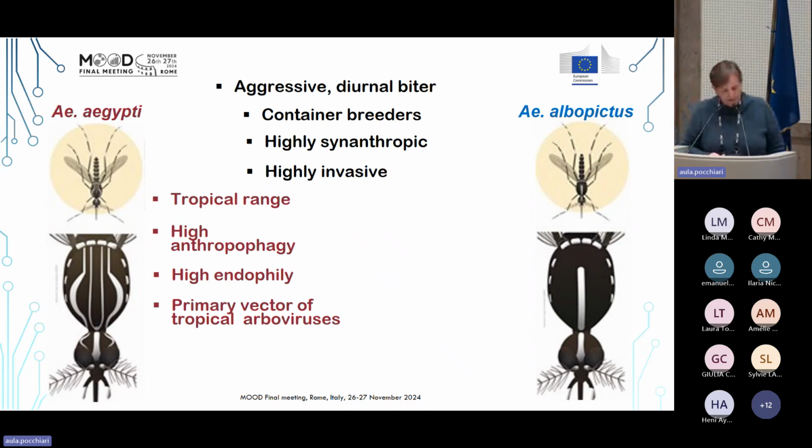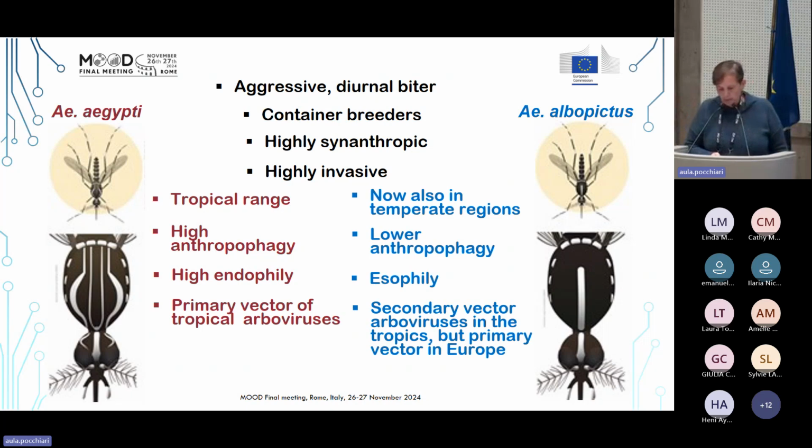However, there are also big differences between the two species. Aedes aegypti is still a largely tropical species. It is very highly anthropophagic, which means it bites humans even if other hosts are available. It bites mostly inside houses, and for these reasons is a primary vector of tropical arboviruses in tropical areas. Albopictus became also capable of invading temperate regions. This is why we have it now in Europe, because it produces eggs that are adapted to overwinter, and it has a lower anthropophagy compared to aegypti, a lower tendency of entering into houses, and for this reason is a secondary vector of arboviruses in the tropics, but still is our only primary vector in Europe.